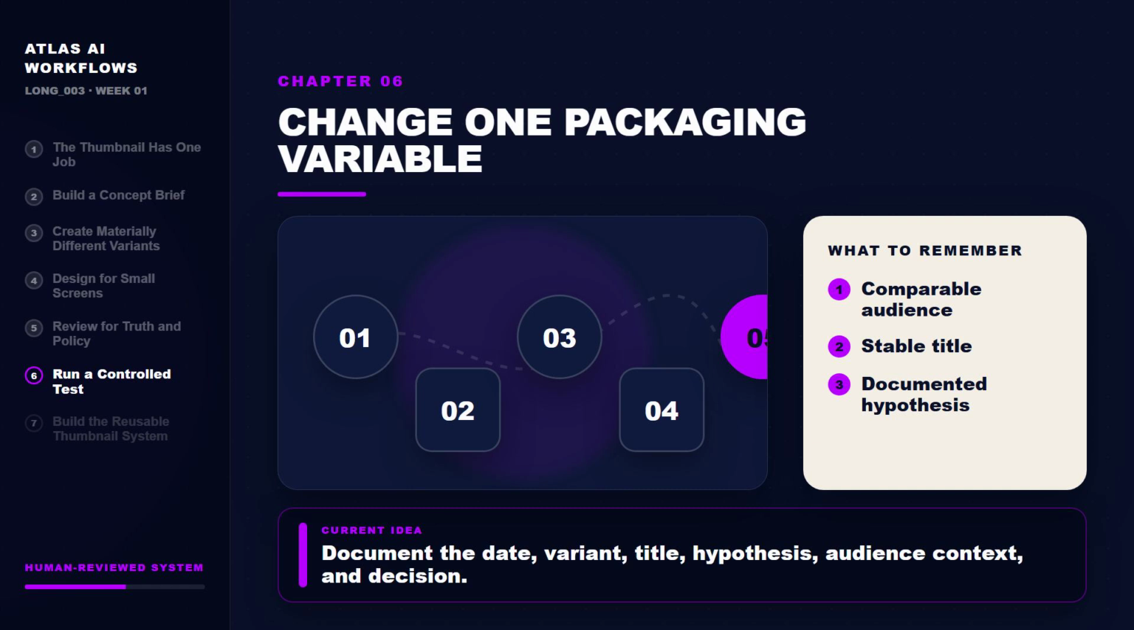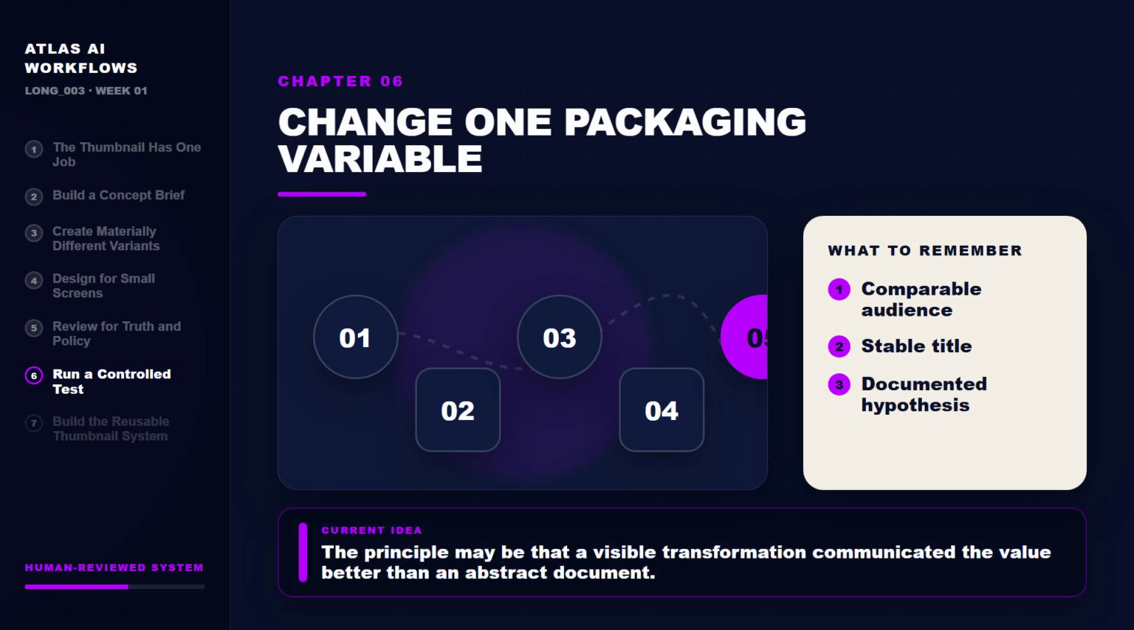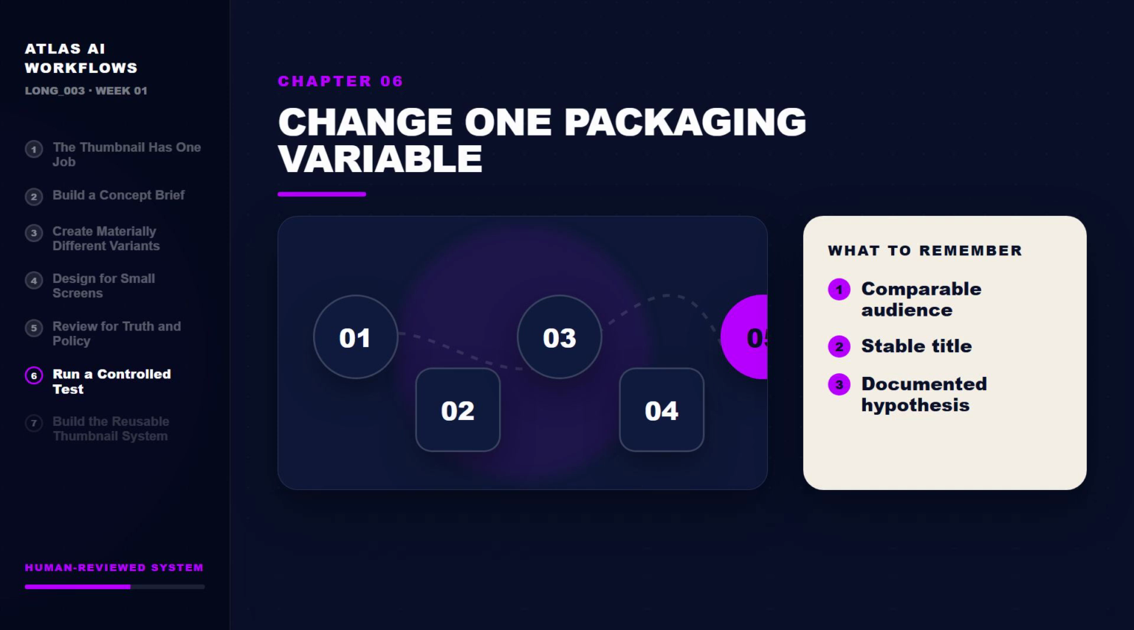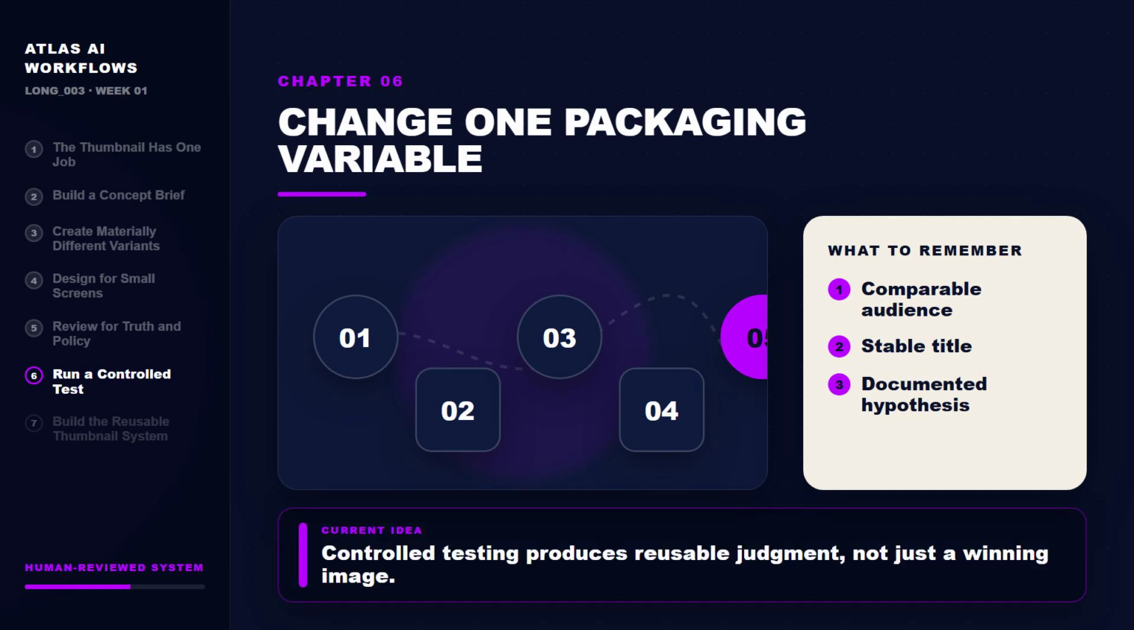Document the date, variant, title, hypothesis, audience context, and decision. If a concept wins, record the principle rather than copying the design mechanically. The principle may be that a visible transformation communicated the value better than an abstract document. That learning can inform a future concept without turning every thumbnail into the same before and after. Controlled testing produces reusable judgment, not just a winning image.